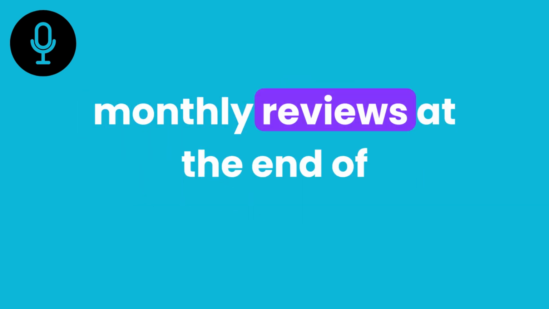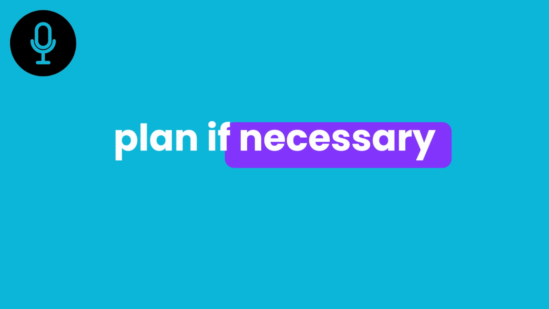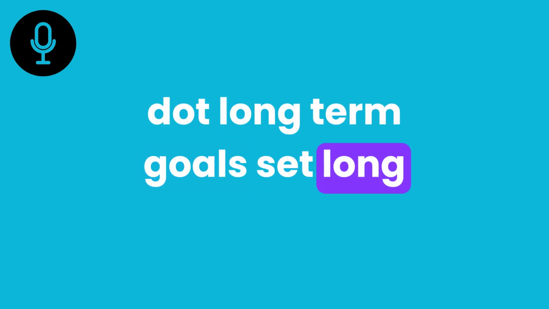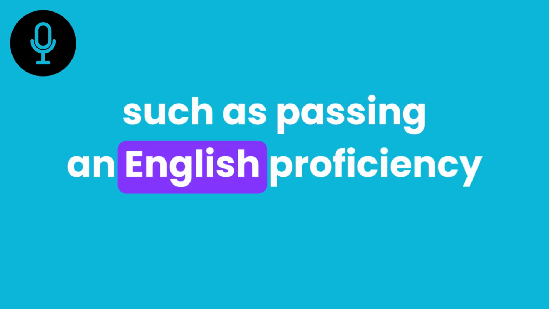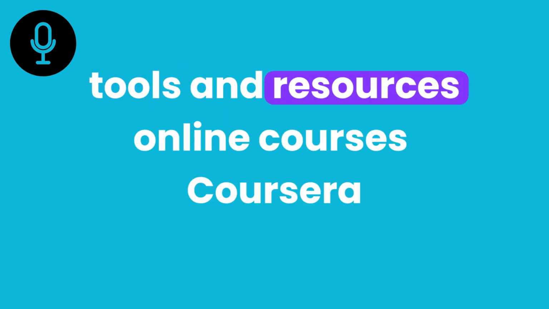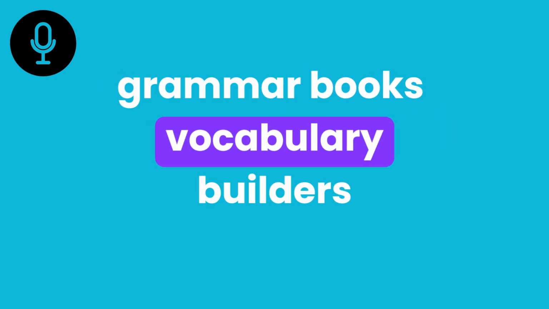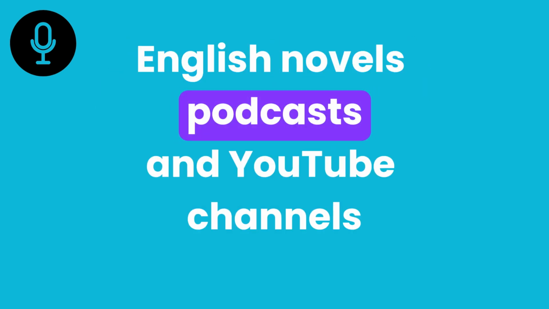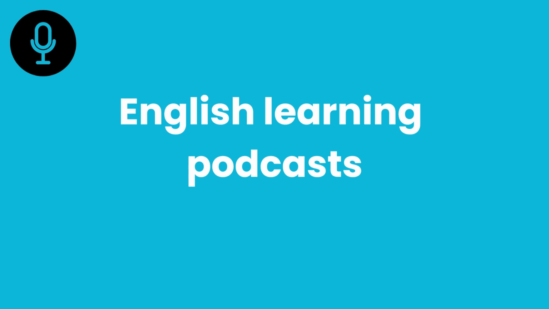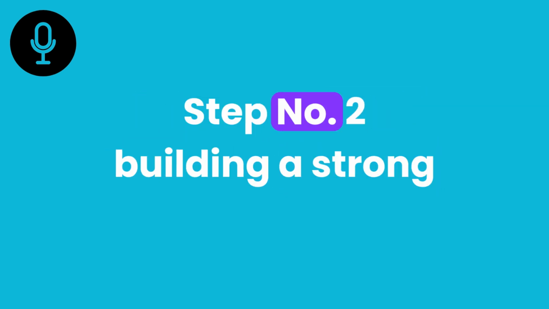partner. Monthly reviews: at the end of each month, review your progress and adjust your plan if necessary. Long-term goals: set long-term goals, such as passing an English proficiency exam or being able to give a presentation in English. Tools and resources. Online courses: Coursera, Udemy. English books: grammar books, vocabulary builders, English novels. Podcasts and YouTube channels: English learning podcasts, TED Talks, BBC Learning English.